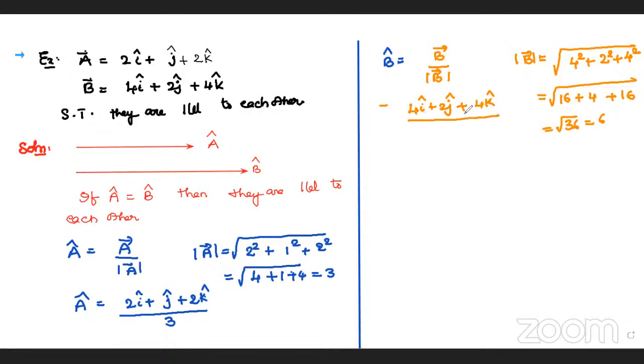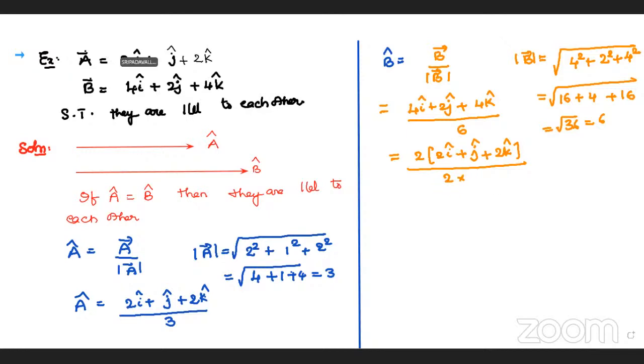Okay, mod b bar, how much did I get there? 6. Okay, so here if you take 2 common from the numerator and denominator in the equation, look at there, if I take 2 common here, what are you getting? 2 i cap here, 2 taken out, so plus j cap, and here 2 taken out, so plus 2k cap upon 6. Also you write it like 2 times 3.